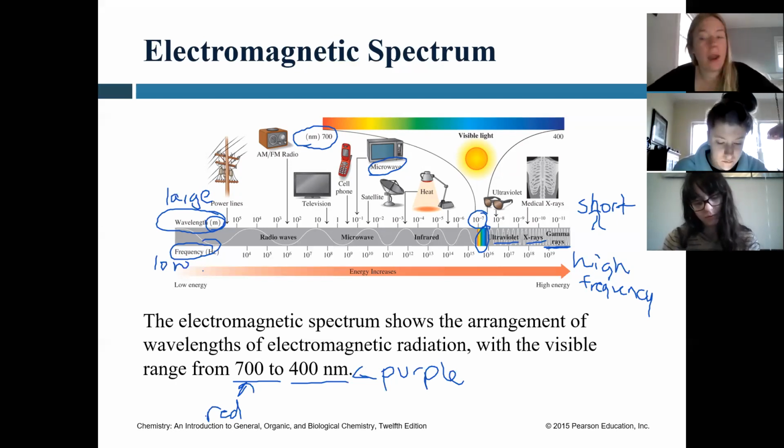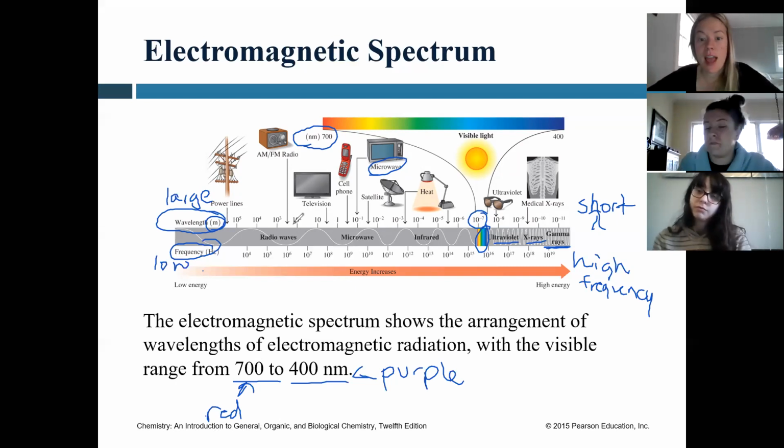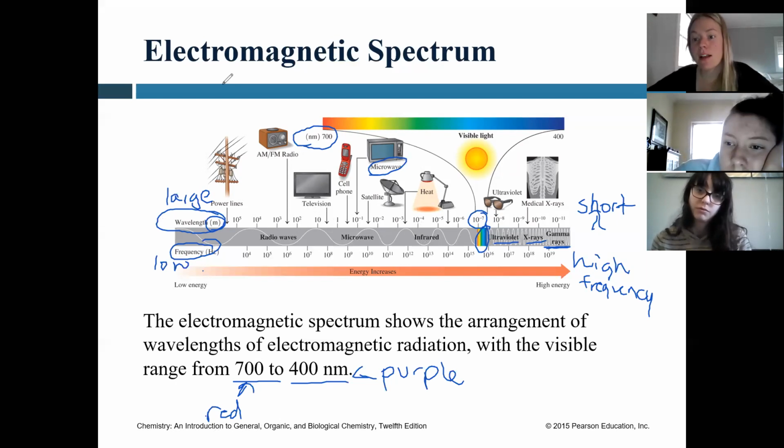You do want to know the electromagnetic spectrum as far as the ordering is concerned, which ones are longer, which ones have higher energy. If I was to say, hey, what has higher energy, microwave or gamma ray? You would be able to say gamma rays, much more energy.